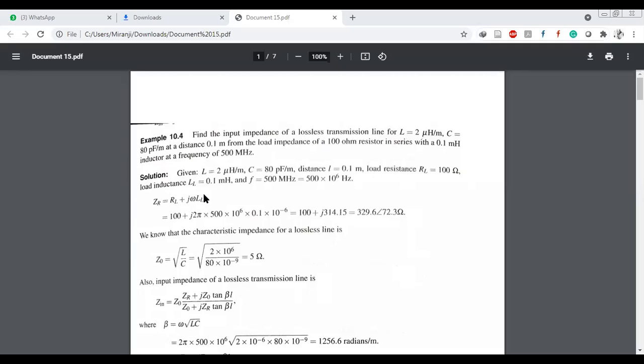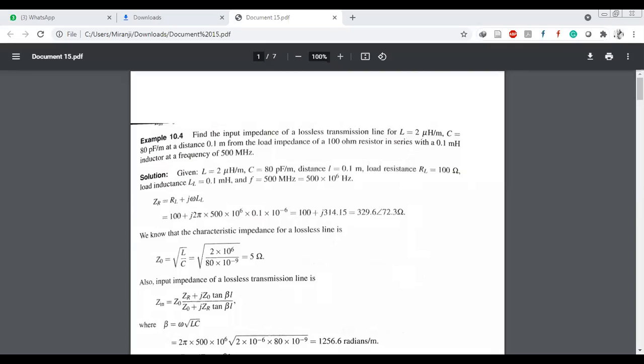See here, what we observe from the problem statement: find the input impedance of the lossless transmission line. Ultimately you have to find the input impedance of the transmission line, but the transmission line is lossless, right? When the transmission line is said to be lossless, there are no R and G components, so it is a lossless line. That's why here they did not mention R and G components, only L and C components, right?